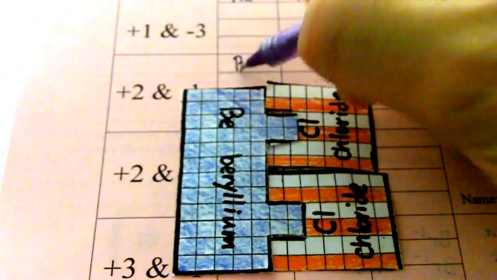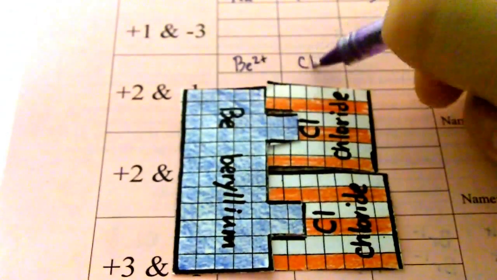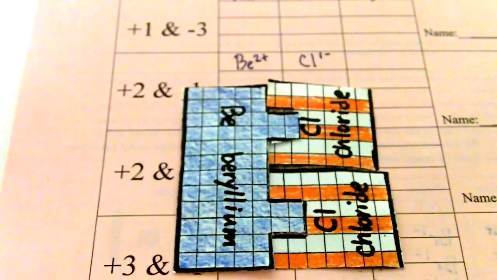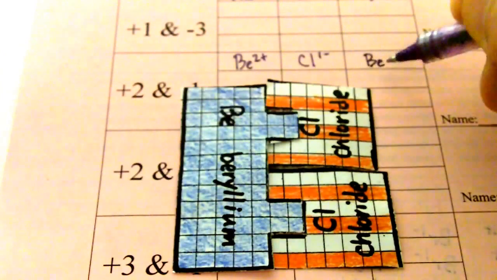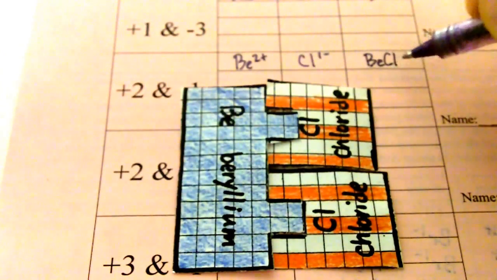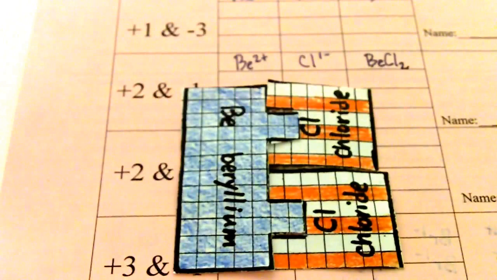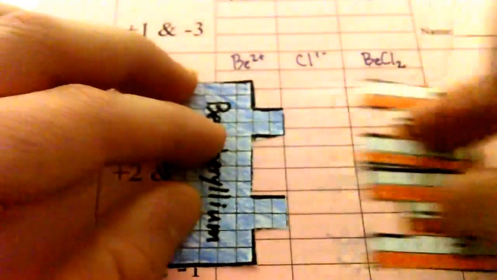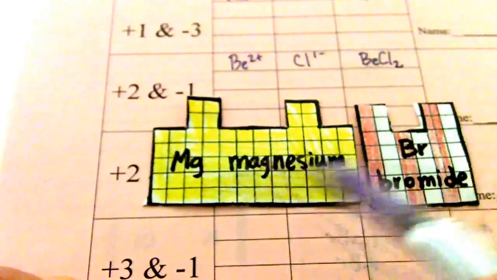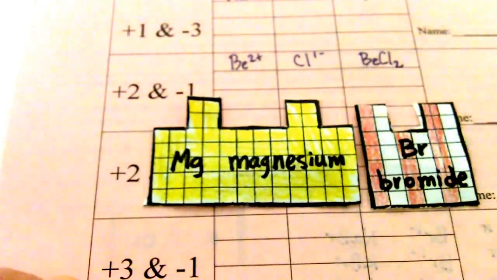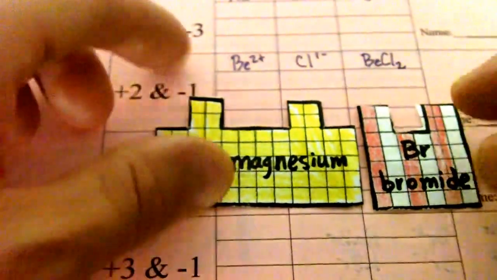So Be with its 2+, Cl with its 1-, just like before. We do our crisscross method. The 2 is the subscript for the Cl. The 1, which we don't write, is the subscript for the Be. So we get BeCl2. The other elements that you could use to fill these in include magnesium and bromide. You can get a magnesium-bromide combination and then switch your partners do-si-do for the 3rd and the 4th rows there.